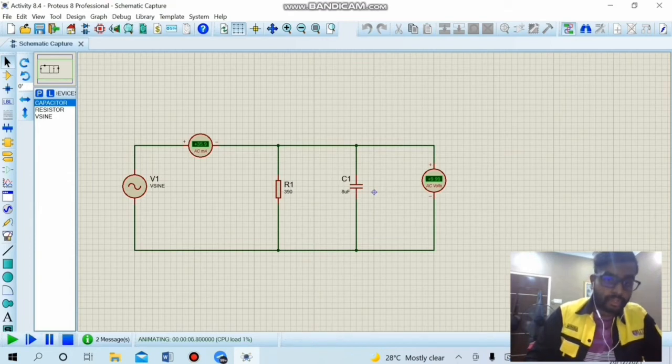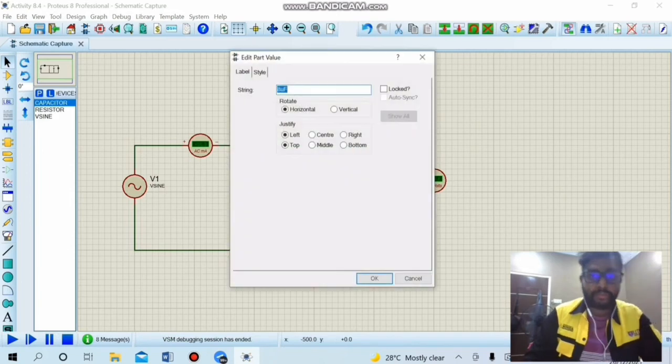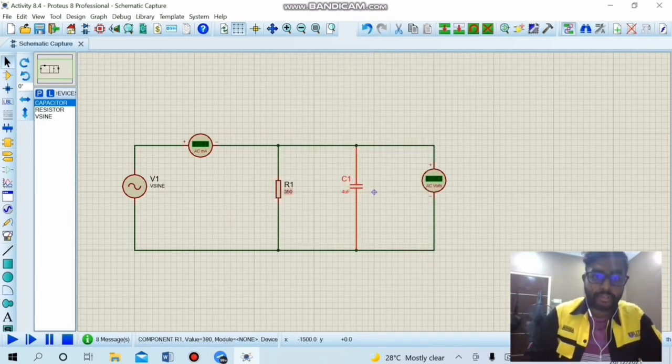Now we are going to stay with the same capacitance value, which is 4 µF, and we are going to change the resistor to 210 ohms.